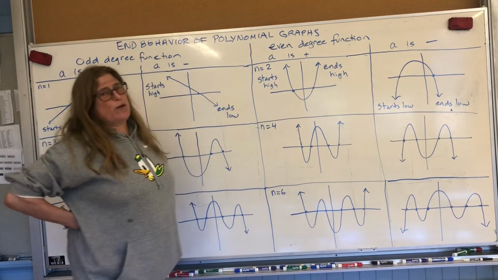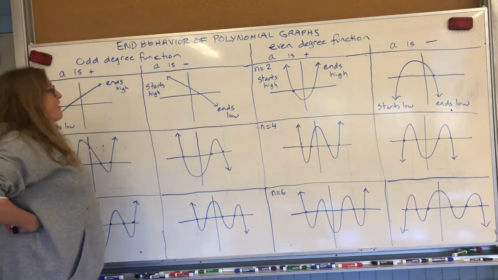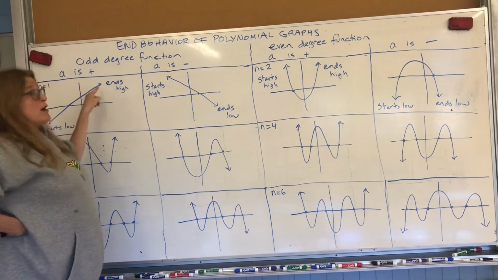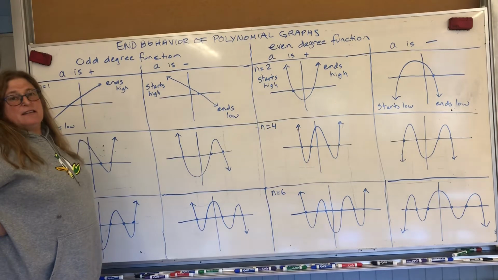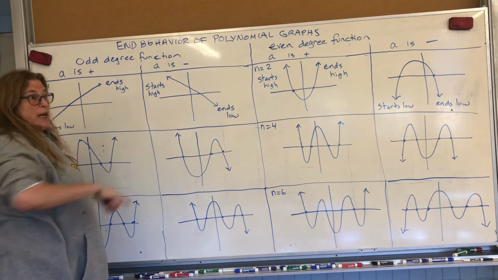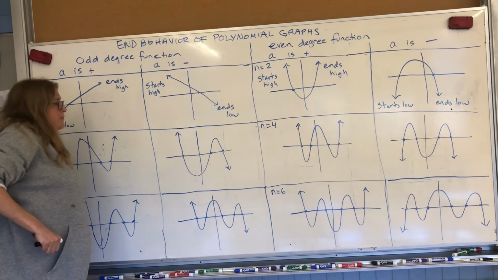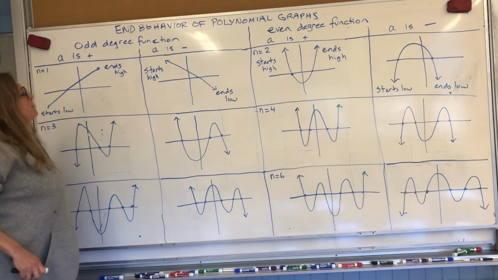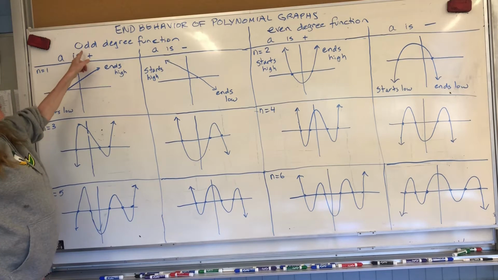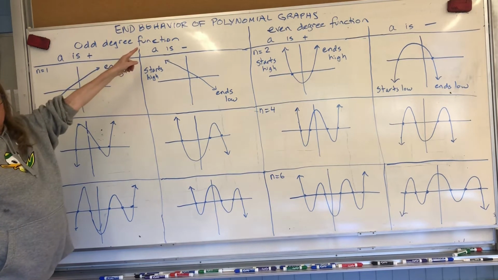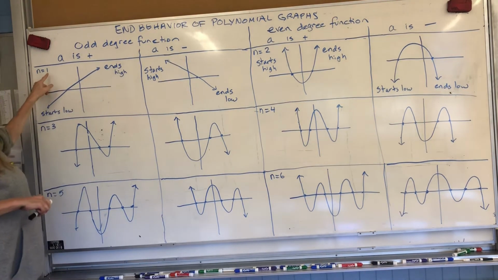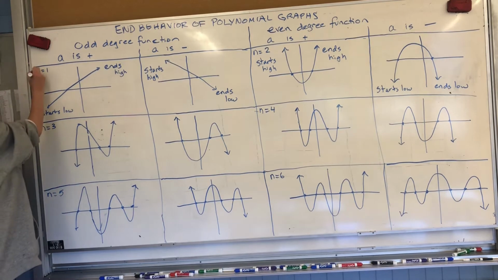That sounds so official, end behavior. All that means is which ways the arrows point at the end of the graph. Are they pointing up or are they pointing down? Okay, so we have a few things to concern ourselves with. One is whether the degree of the function is odd. Okay, so think of the odd degree functions.